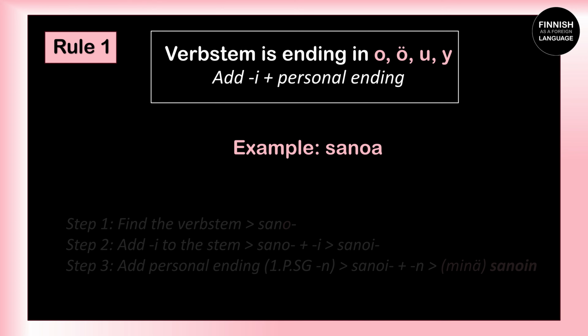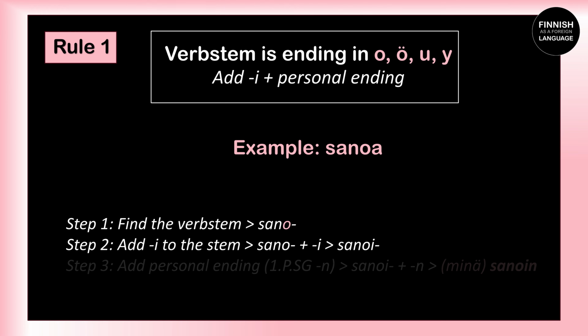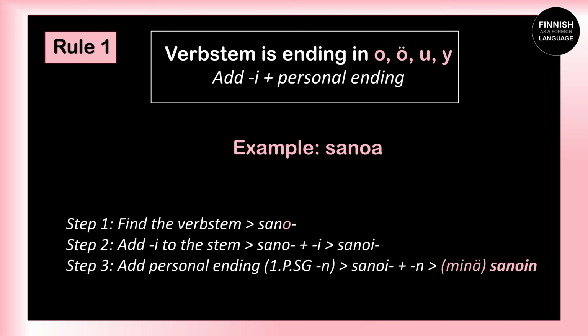Let's take as an example the verb sanoa, which means to say. The first step here is to find the verb stem, which is sano. In the second step, we have to add the past tense marker I to the stem. So that means we have sano plus I is sanoi. Now in the third step we can finally add the personal ending. Let's say we want to form the first person singular, so that means we have to add n to it. So we have sanoi plus n is sanoin. Minä sanoin means I said.